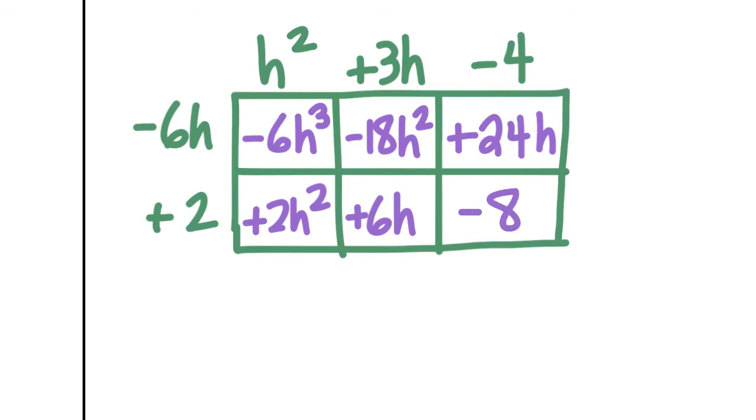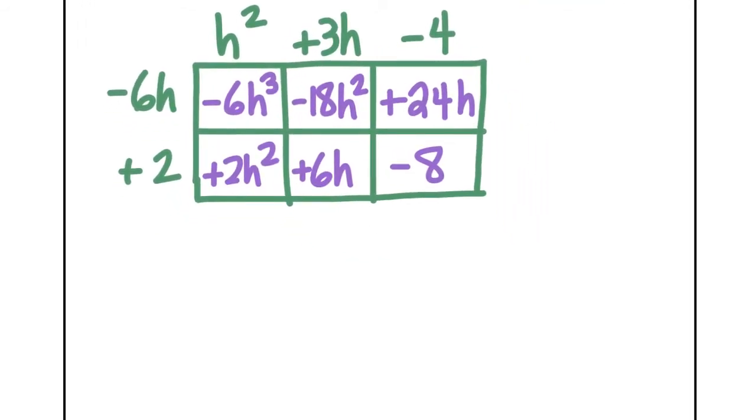Okay, so once you have your box filled in, you're going to take everything out of it, but you're going to combine like terms as you go. So this one is the only term I see that has a little 3 as its exponent. So that is going to stay the same, negative 6h to the third.